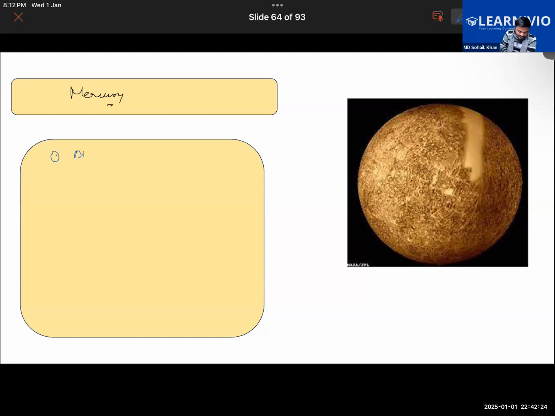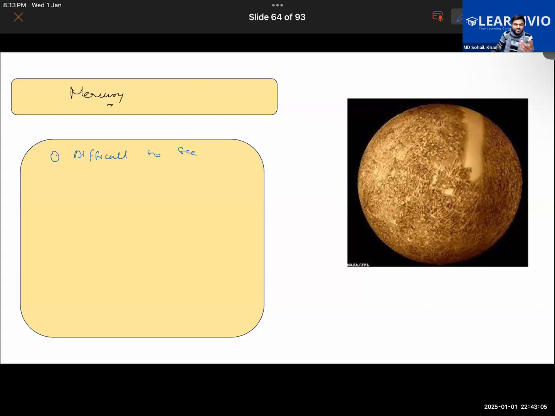It is difficult to see because it is very close to the sun, and because of the sun's glare. However, it is visible just before the sunrise or just after the sunset, near the horizon. So Mercury can be seen only at those places where trees and other buildings do not obstruct the view of the horizon. Getting it, everyone? That is one thing.